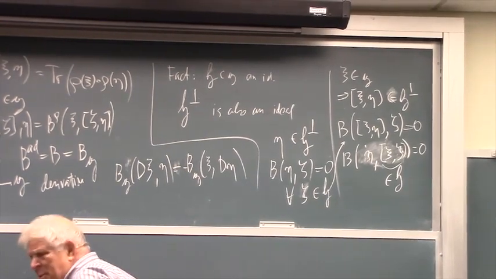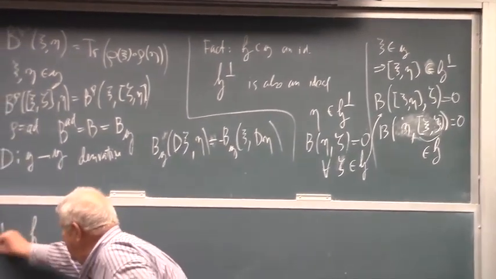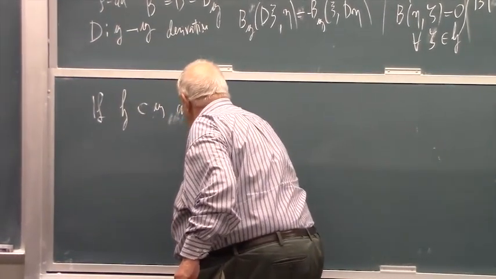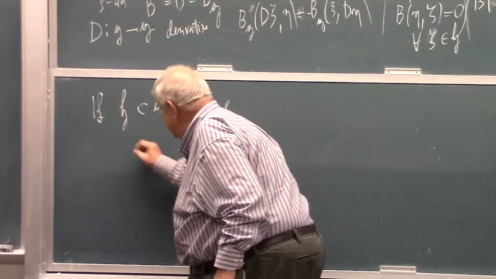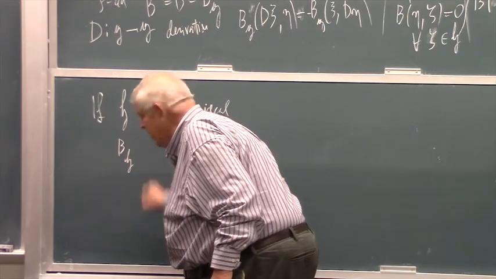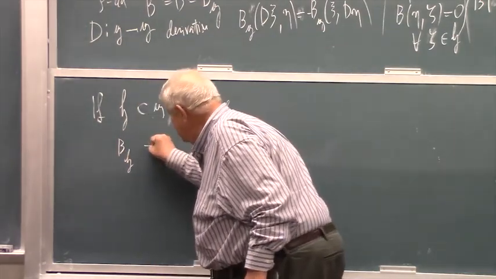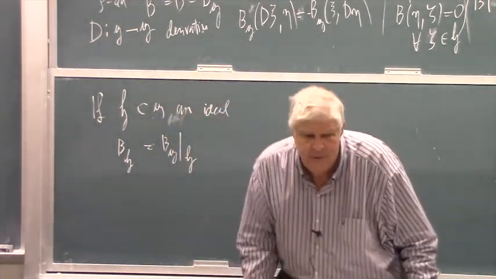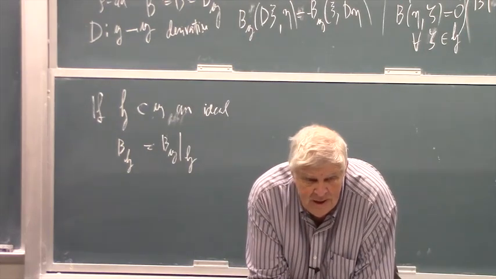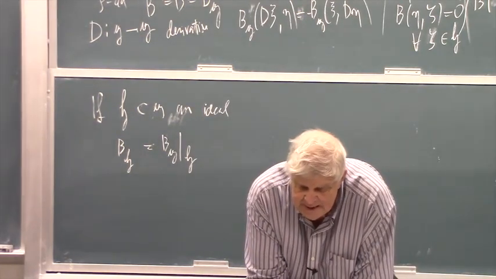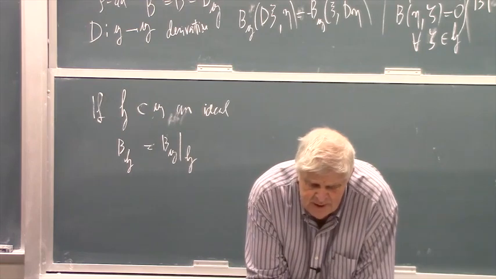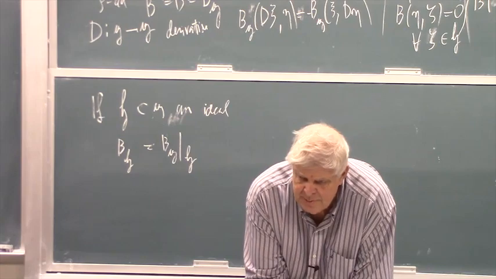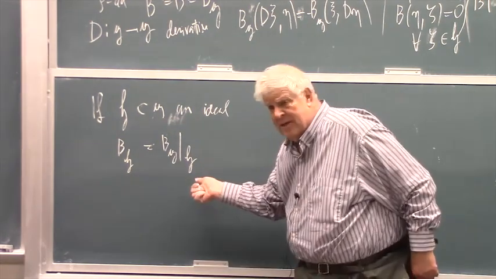I will need this at some moment, technically. If H is an ideal, then B sub H, the bilinear form on H, is the restriction to H of the form on G. You can reformulate it in terms of representations, and it will also be true, but I will need precisely this fact to understand the statement.